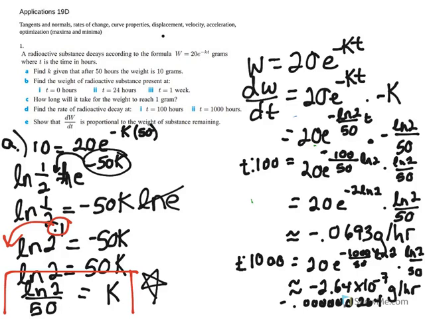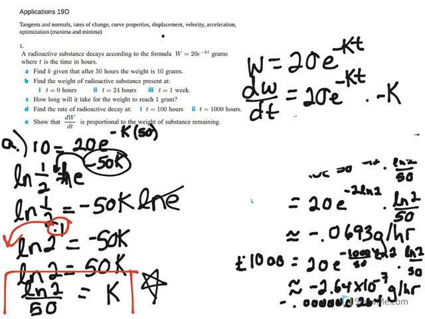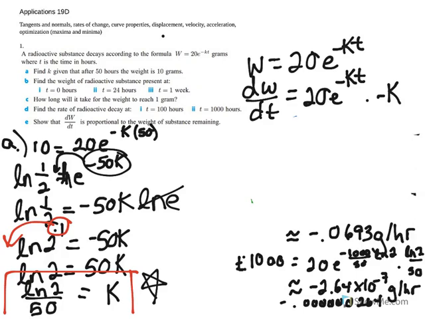And then the last one, part E, says show that dW/dt is proportional to the weight of the substance that's remaining. So therefore, we're going to go through and we're going to do our derivative. So what I'm going to do is I'm just going to erase the bottom part, but I'm going to leave our derivative. That's why I kind of left it generalized up top there with the k's in there.